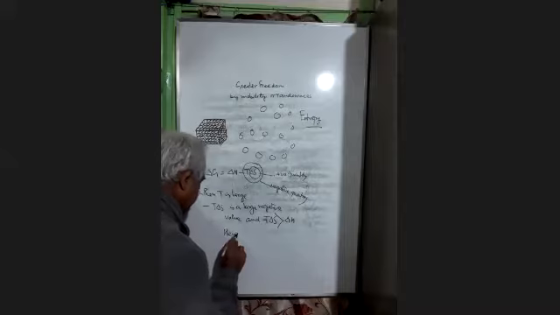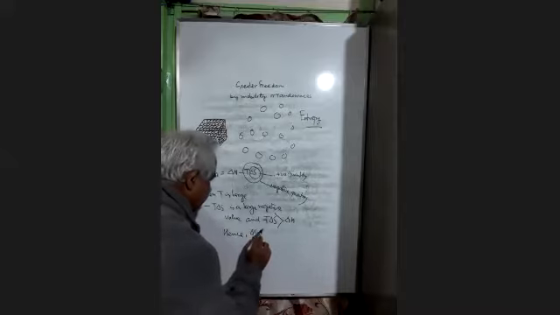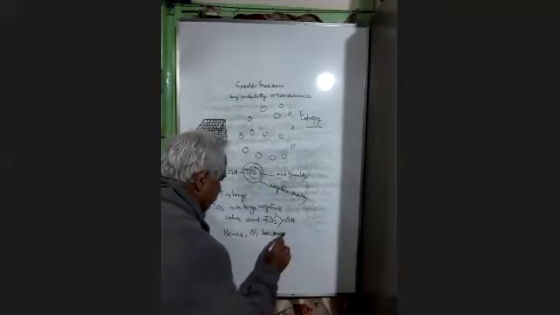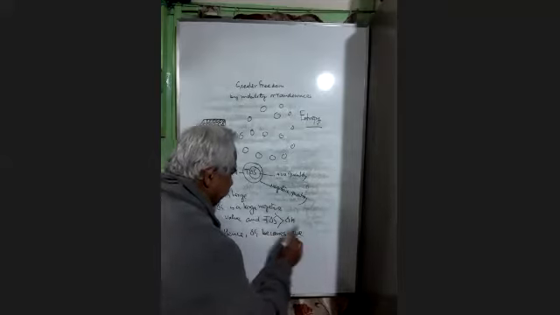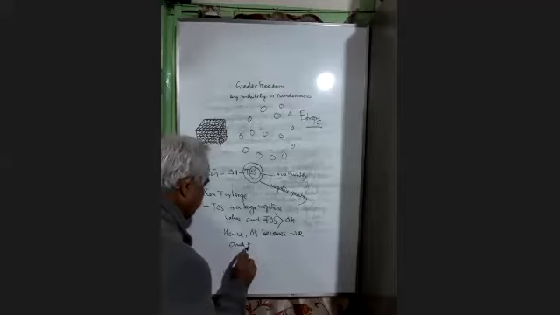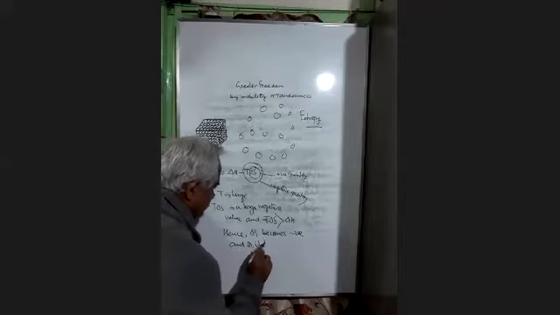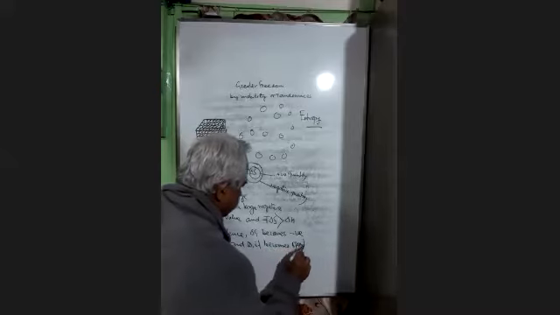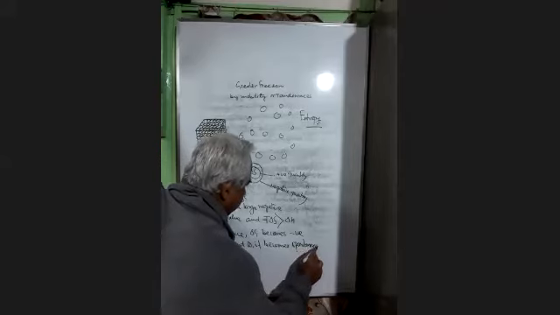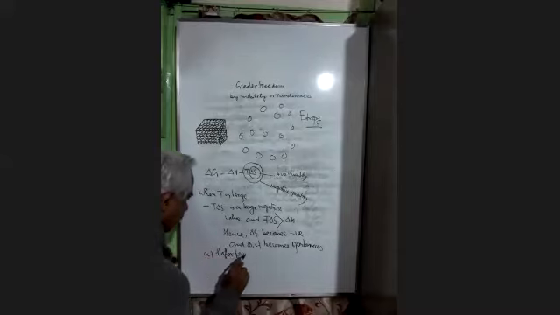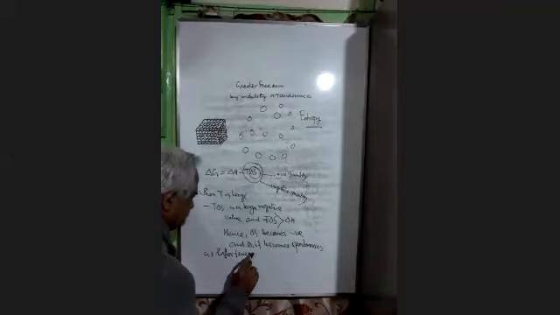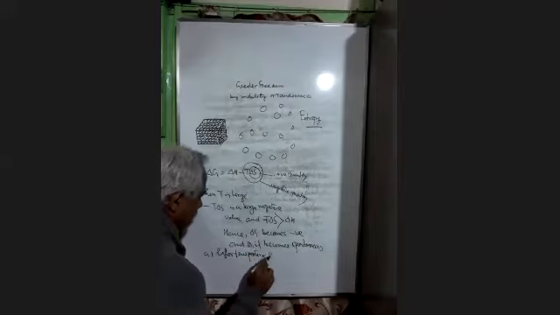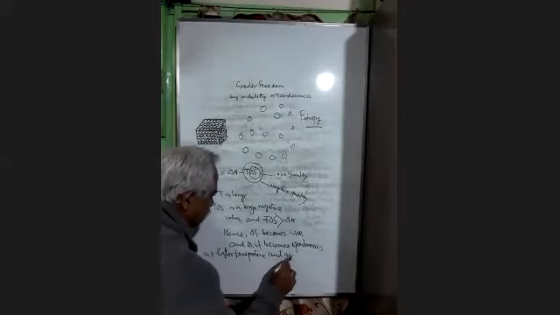Hence, delta G becomes negative. And so it becomes spontaneous at higher temperature and goes into solution.